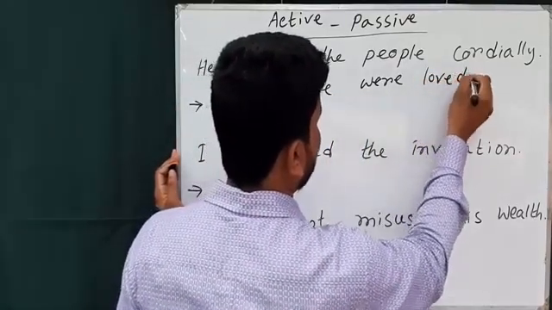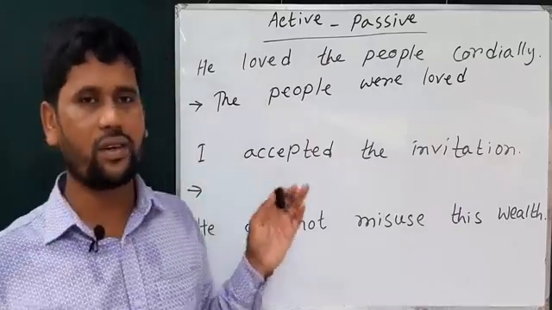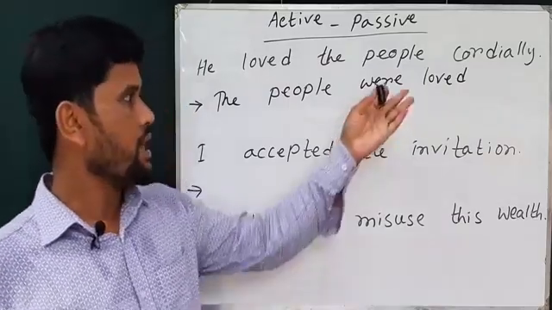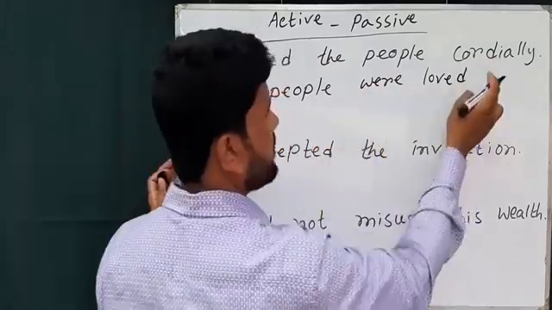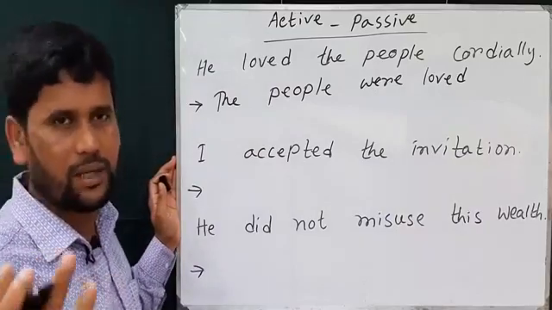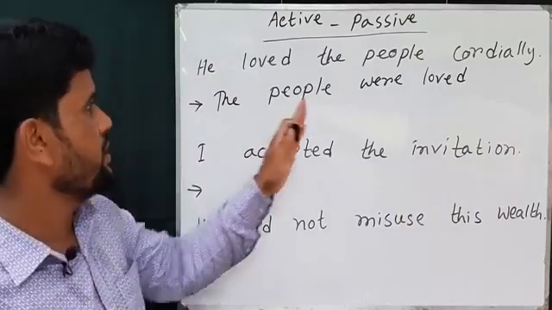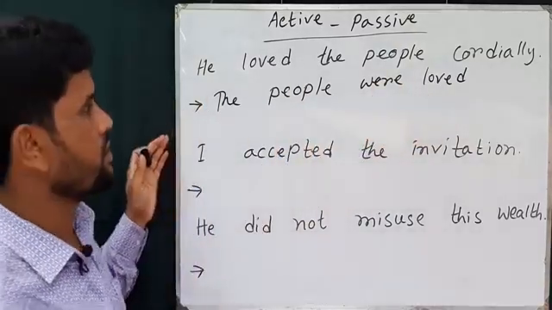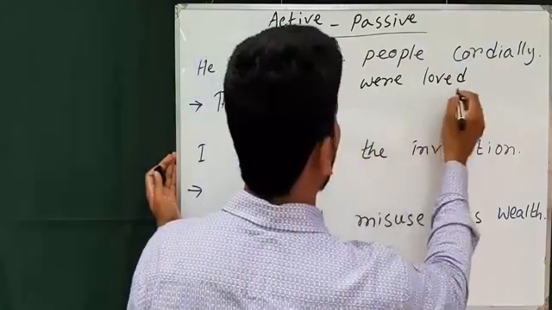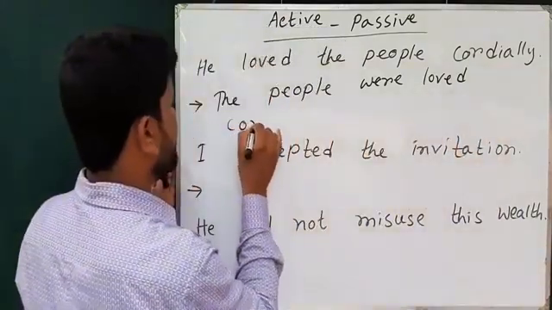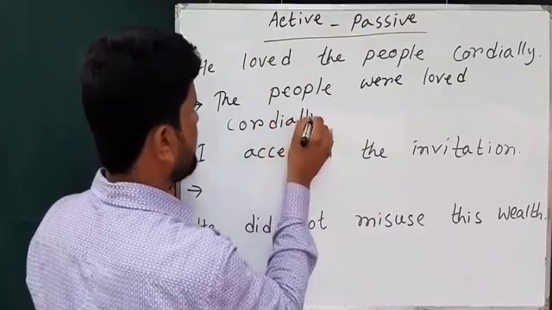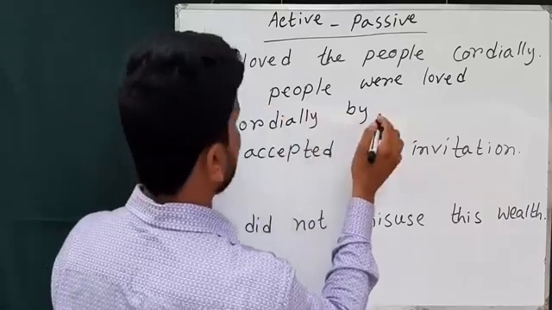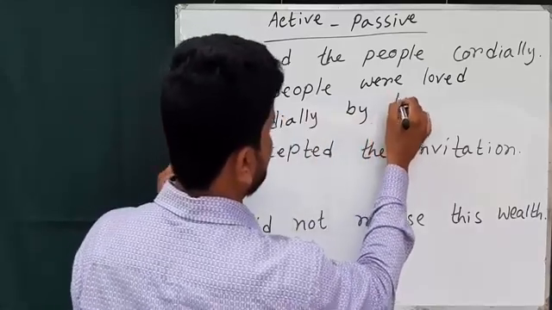ফার্স্ট পার্টিসিপল ফর্ম অফ ভার্ব. When you find any verb with ed or d, the past form and past participle form are the same: loved. And then the extension, when you find any adverb, কোনো অ্যাডভার্ব যদি আমরা পাই সেটাকে আমরা শেষেও ব্যবহার করতে পারি, অক্সিলিয়ারি ভার্ব এবং মূল ভার্বের মাঝেও ব্যবহার করতে পারি, শুরুতেও ব্যবহার করতে পারি। So the people were loved cordially by, and turn the subject into object.